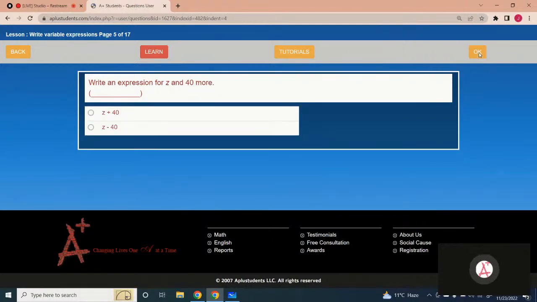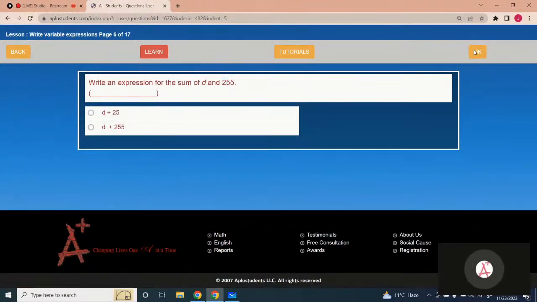Okay, the next one is write an expression z and 40 more. More means you have to add. So the correct option is, yes, it would be z plus 40. Just select the correct option and then click on the OK button.